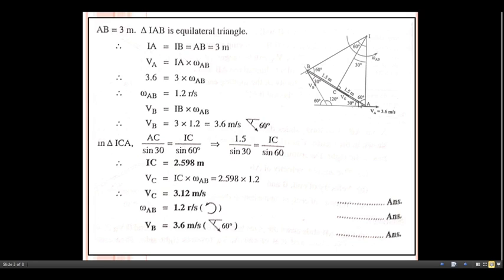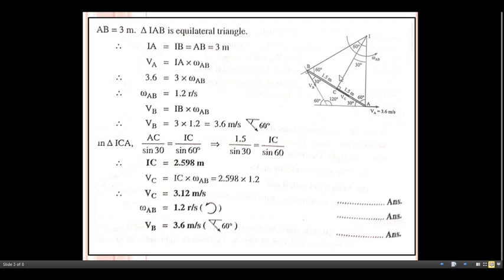Now just focus on this diagram once again. So what about this VA? This is the basic formula with us. V is nothing but R omega. So what about the VA? With respect to this center I, we need to take the distance, that is IA multiplied by omega AB. So what about this VA? VA is already given in the problem, 3.6 meter per second.